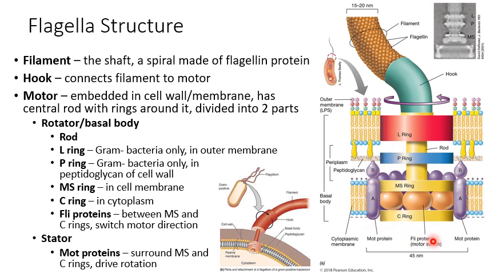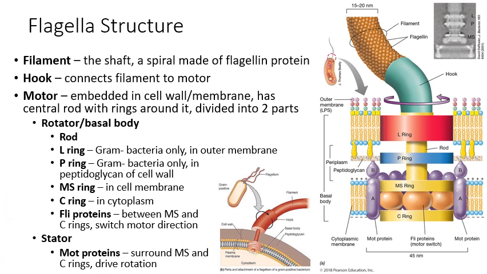If this is a gram-positive bacterium, it's going to be a little bit simpler. Basically, the L ring and the P ring will be missing. So here you have the motor for a gram-positive bacterium. You have the MS ring here, then you have the C ring here, but you don't have the L or P rings. Instead, the rod will just travel through the peptidoglycan of the cell wall and plug into the hook. And it's not shown here, but you would still have the stator proteins, the MOT proteins of the stator, going around the MS and C rings.